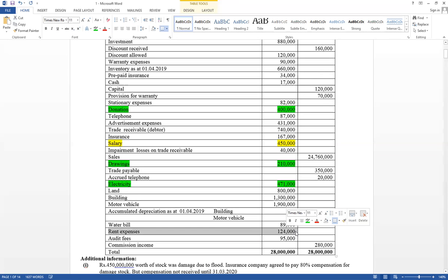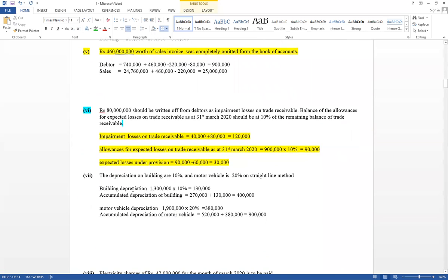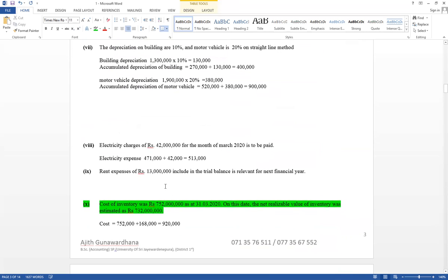Rent expense included in the trial balance is 124,000. That is a value paid in cash, but prepaid rent is available. Therefore, as a rent expense, 124,000 is available in the trial balance. Think about it: the rent expense in administration expense should be included only after deducting that value. From that value, 13,000 should be deducted as expense.